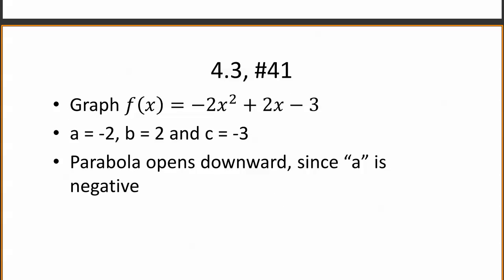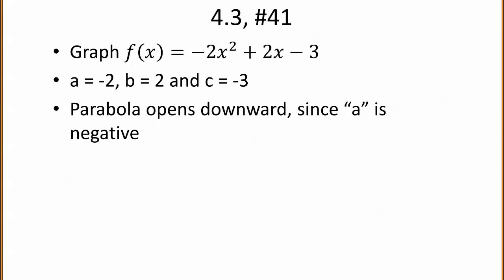All right, so lesson 4.3, number 41. We have the function negative 2x squared plus 2x minus 3. From this, I can determine that a is equal to negative 2, because that's the number on x squared, b is equal to 2, and c is equal to negative 3. And what that tells me is that the parabola opens downward since a is negative. So I know that this parabola should open downward.